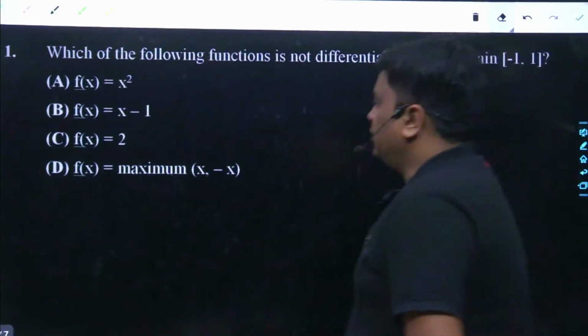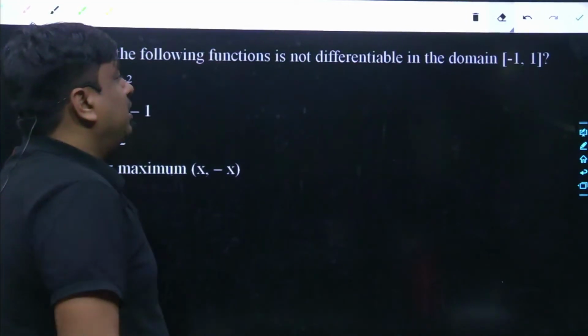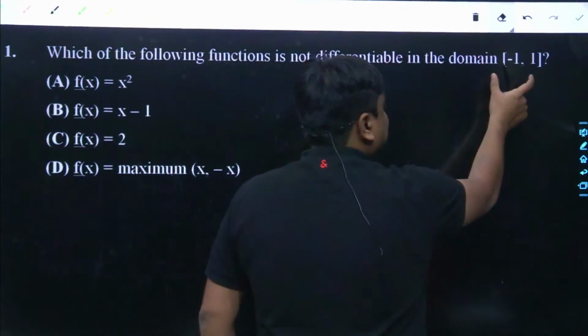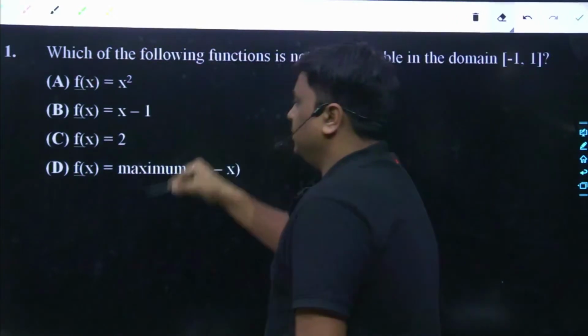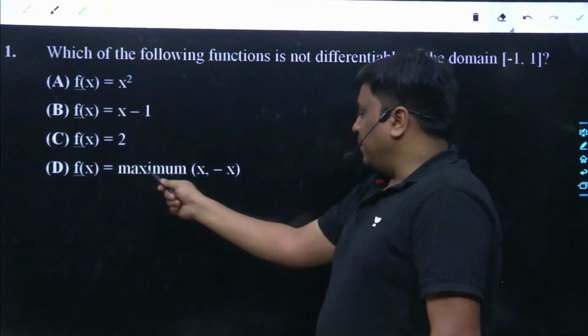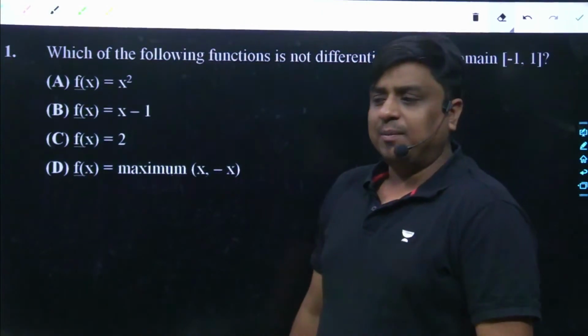The problem states: which one of the following functions is not differentiable in the domain? The domain is defined as the closed interval [-1, 1]. Four different functions are given: x square, x minus 1, 2, and the maximum of x comma minus x. So tell me what could be the best answer.